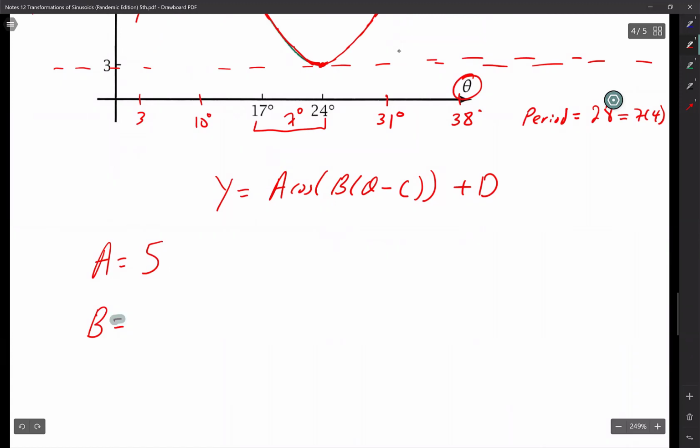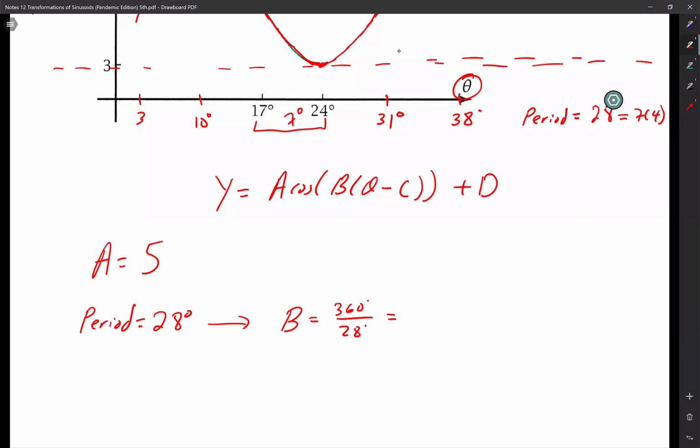Well, before we can get the B, we know what our period is. Our period is 28 degrees. Somebody told me that the period equals B. It does not. Some of you told me that on that handout activity, and I took away 5 points. Do not tell me that the period is B. The B is 360 divided by 28, which is 90 over 7. And do not put any degrees on it. That's your B.